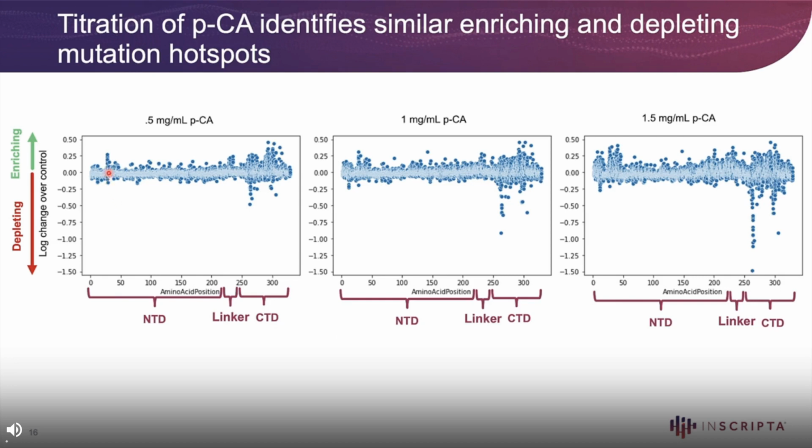What we see here in the N-terminal domain is that there's this little cluster here that's clearly enriching in the population. And then in the C-terminal domain, there is this cluster here, which is depleting, and then also a cluster here, which is enriching. And what you can see as you increase the concentration of Coumaric acid is that the enriching pockets become more enriching, and the depleting pockets definitely become more depleting as you go across.